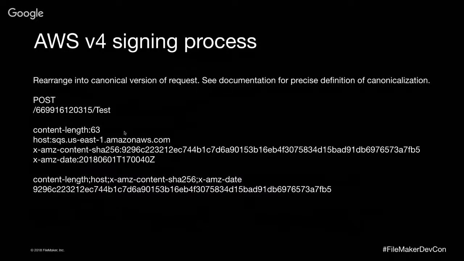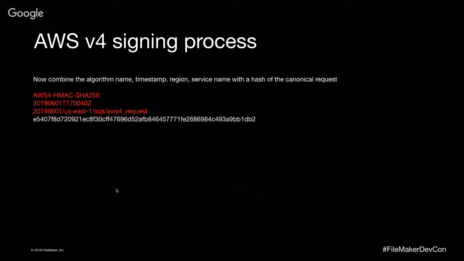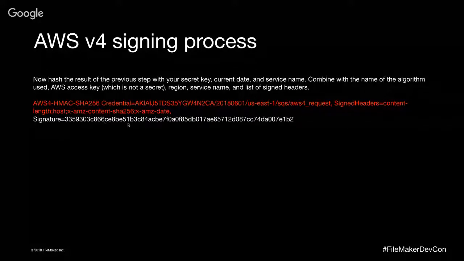So we rearrange our request essentially into this order, specifying our headers up here and the names of the headers down here. We then take a hash of that entire string, and that becomes this white value. We add these red values here, which is the algorithm that we're using. Again, with the time, I don't know why we do the timestamp so many times, but we do. Now just the date without the time, the region that we're going to, the service that we want, and the version that we're using to sign this. We hash this entire thing. Wow. And then we use that to generate a signature here.